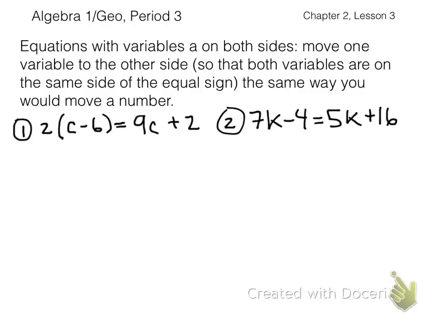So let's go ahead and jump into Chapter 2, Lesson 3: Equations with variables on both sides. I need to proofread before I put these things up.